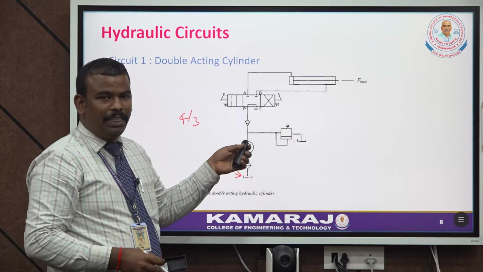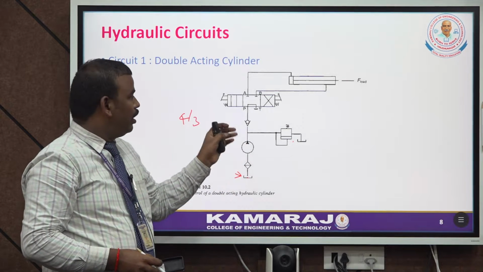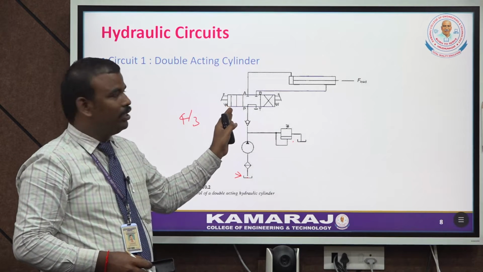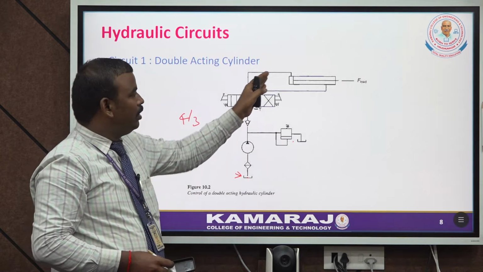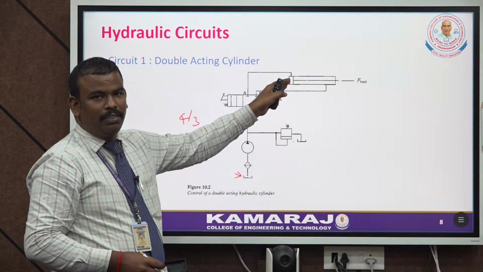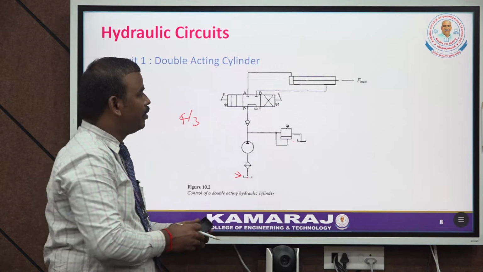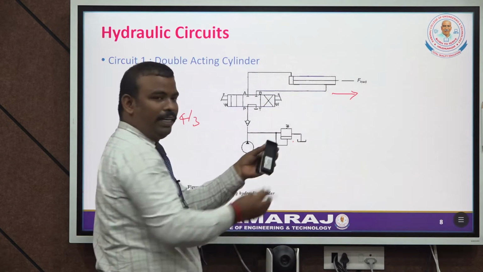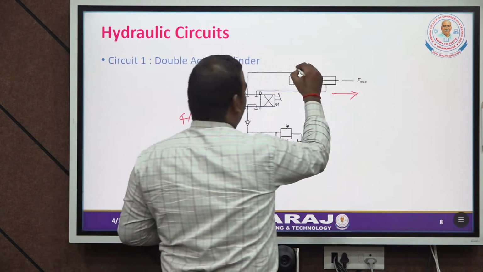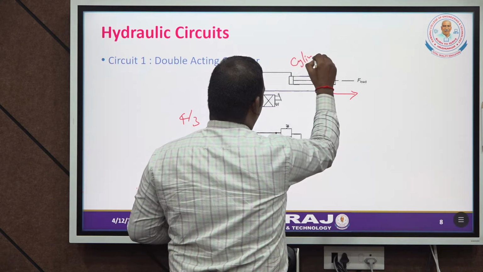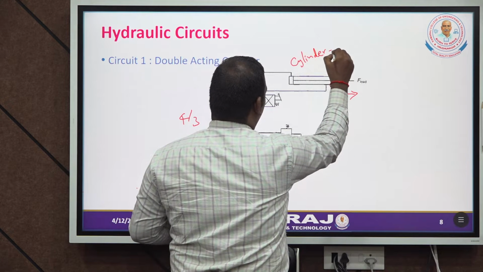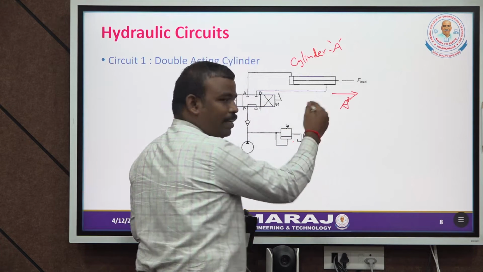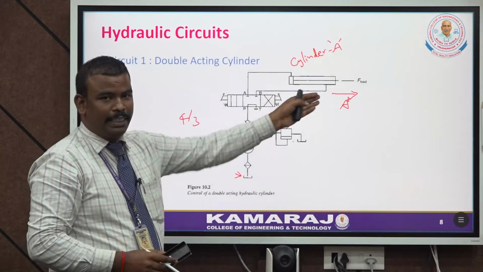In the 4/3 lever operated DC valve, when the left side portion is engaged, the oil flows to the cylinder blank end. So the piston is extended. The cylinder name is A, so A plus is achieved. The cylinder is in the extended position.